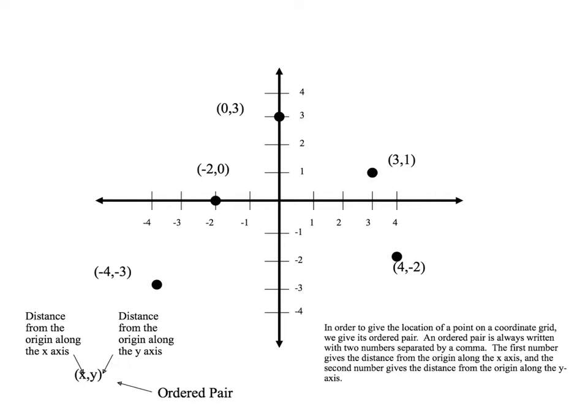You can see that I have plotted 5 different points on this grid, and I've given the ordered pair for each one. Now, I'm not going to go through each and every one of these, but I'm going to go through a few of them.